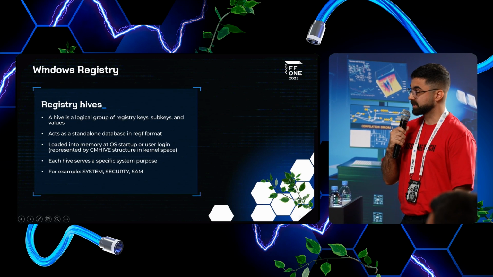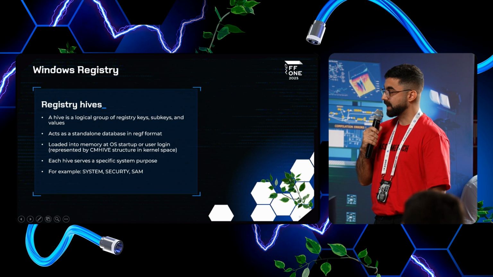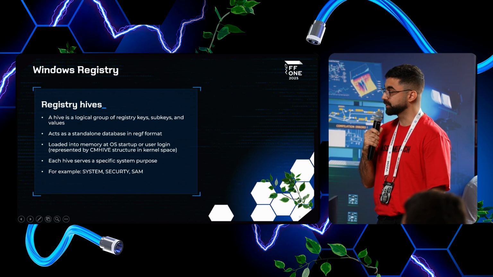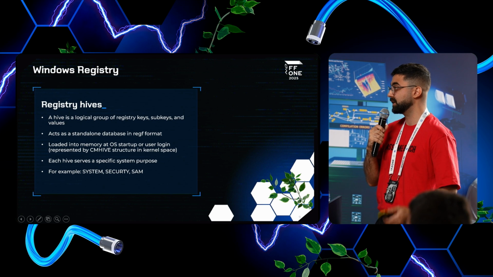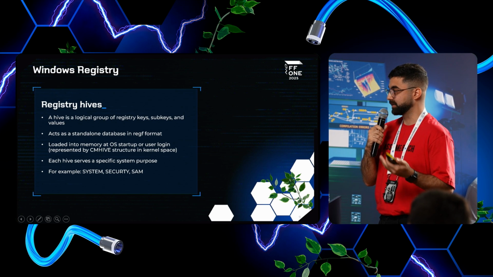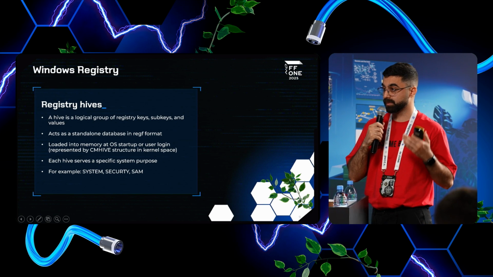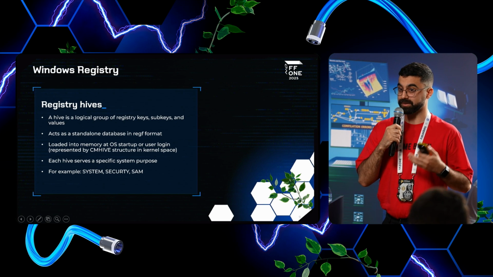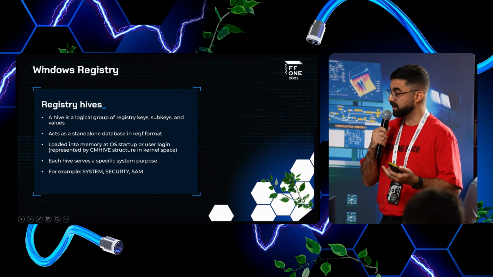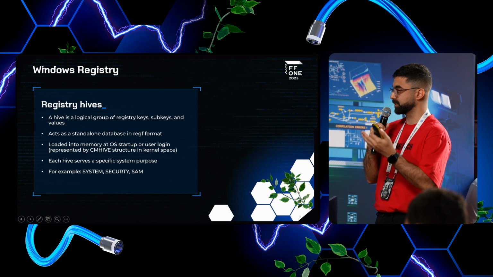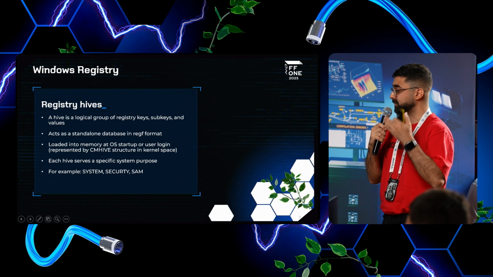Now, what are the hives? The hives actually represent the registry. As Microsoft defines it, a hive is a logical group of registry keys, subkeys, and values. It has its own binary format called regf, and it's loaded into the operating system memory when the operating system starts, and it's represented by the kernel by a struct called CM_HIVE, where CM stands for configuration manager.